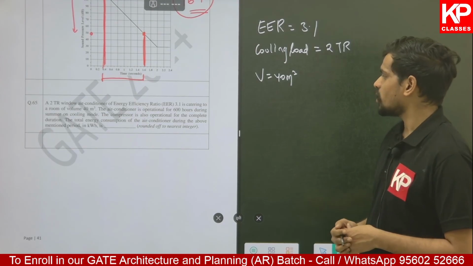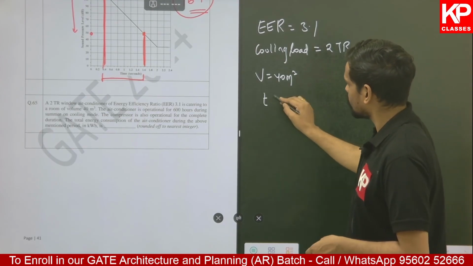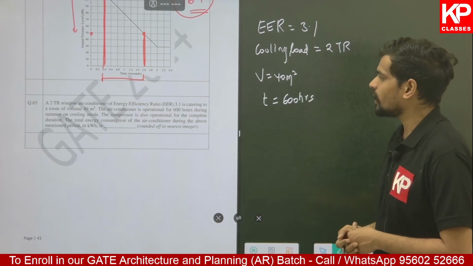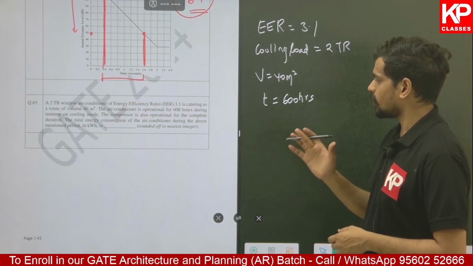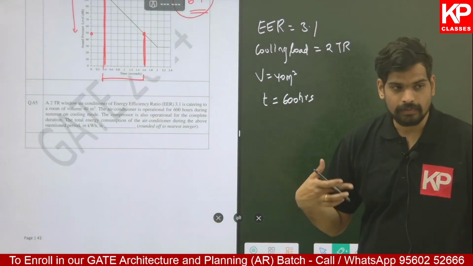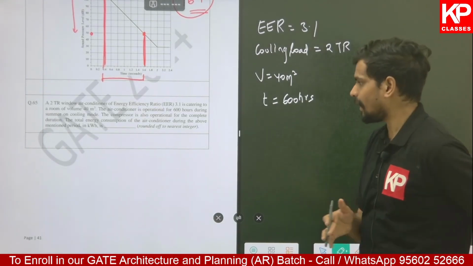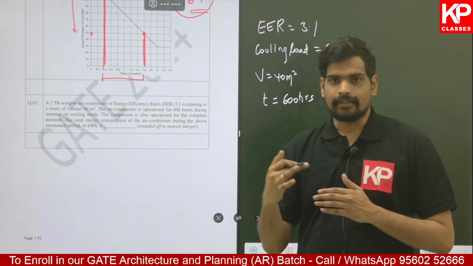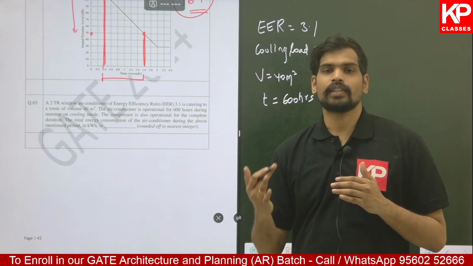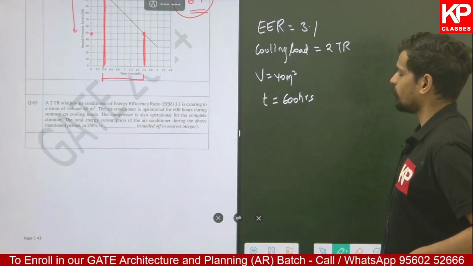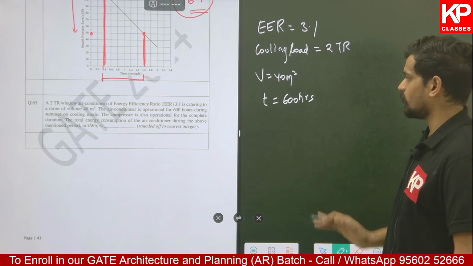The air conditioner is operational for 600 hours. The time of operation is given as 600 hours, during summer on cooling mode, the compressor is also operational for the complete duration. The compressor is working continuously, they are saying without break, which is a hypothetical situation. Generally air conditioners, they work in cycles. The compressor works in cycles. Whenever the compressor is working, that's when the electricity is consumed. But they are asking us to assume for all the 600 hours compressor is also working.